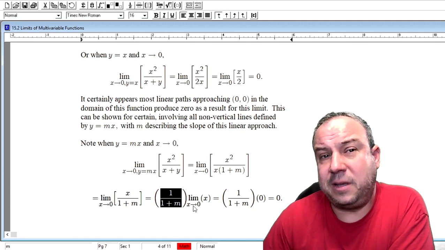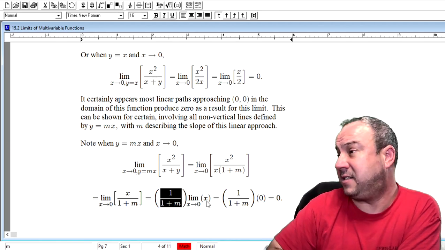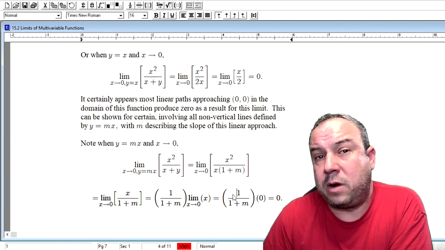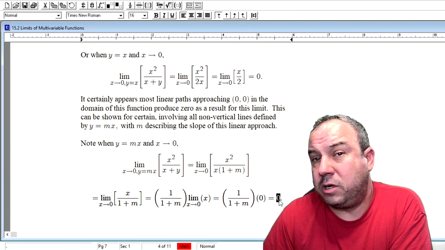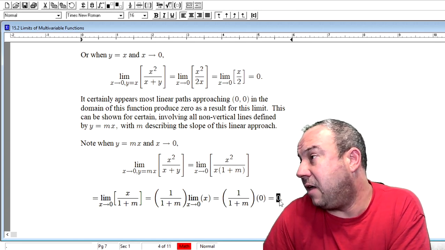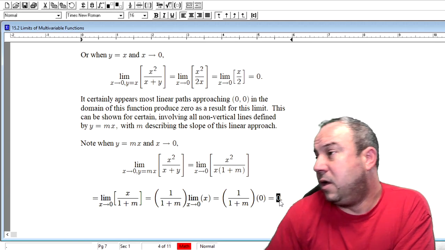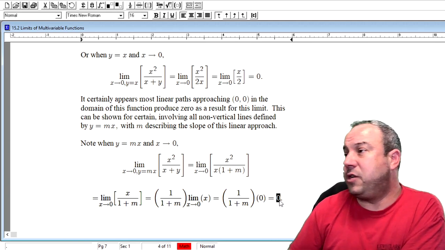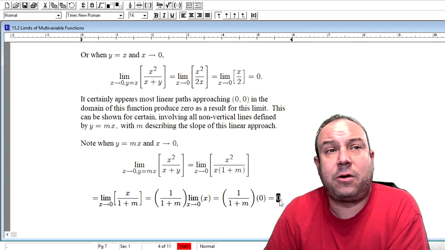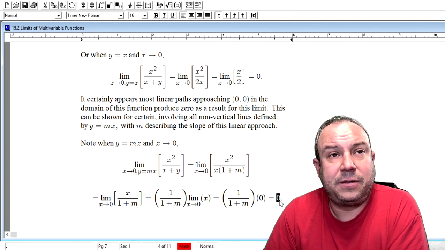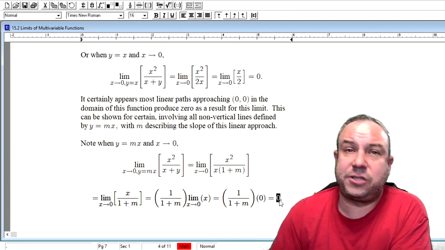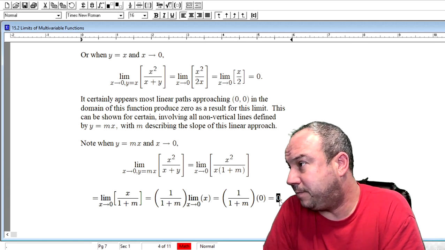Right? So what is the limit as x heads to 0 for just x? Well, that's 0. So we're left with 1 over 1 plus m times 0, which is anything times 0 is 0 in value. So regardless of what linear equation we put in here that passes through that origin, right, every linear approach is going to give us the result of 0.